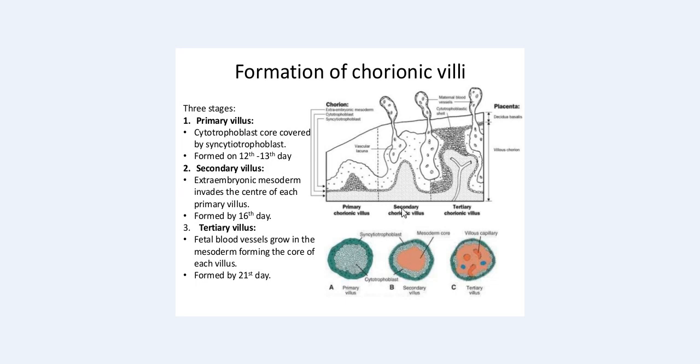Now the same advancing layer, when in close contact with the maternal blood vessels, also throws in fetal blood vessels. This is by the 21st day, because finally there has to be an exchange of nutrients, oxygen, etc. between the maternal blood vessels and the fetal blood vessels. So any villus structure which does not have a blood vessel is actually of no use. So by the 21st day of fertilization, during embryogenesis, the fetal blood vessels start to grow in the mesoderm core of each villus.